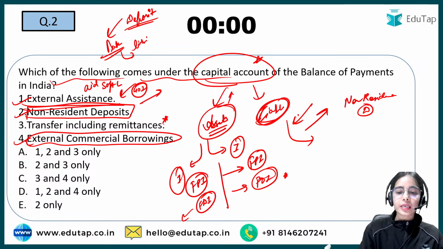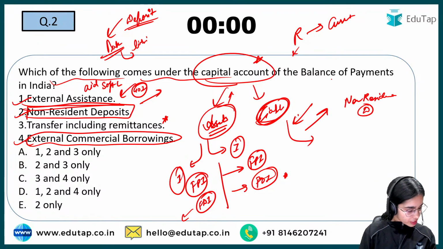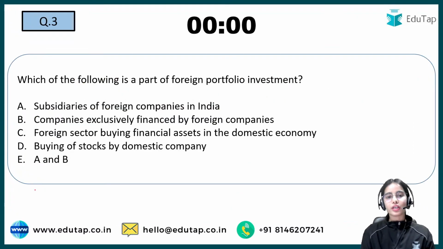Transfers including remittances: remittances are a part of the current account and not a part of the capital account. So 1, 2 and 4 is correct. Everyone has given the right answer. Very good. So D is the right answer, that is 1, 2 and 4.